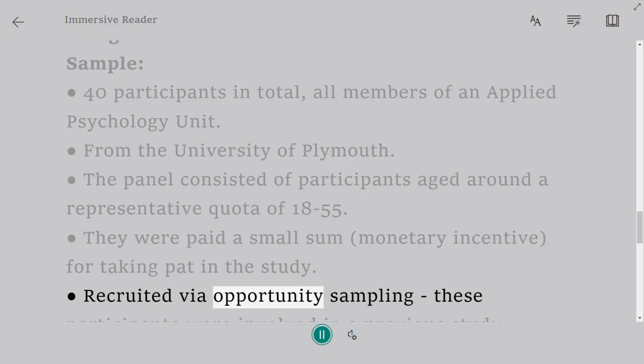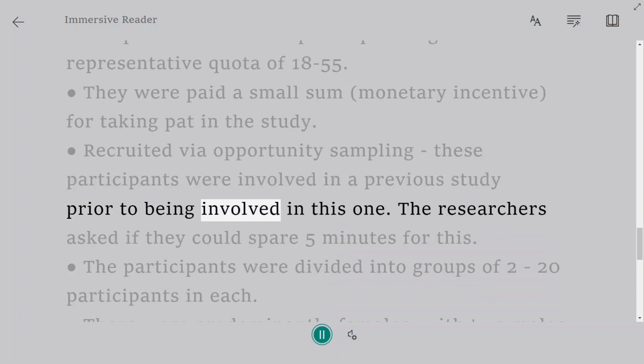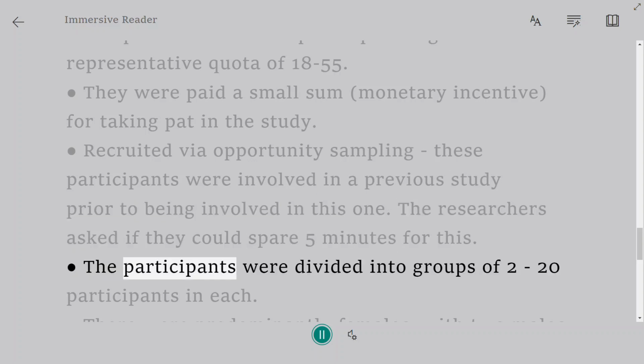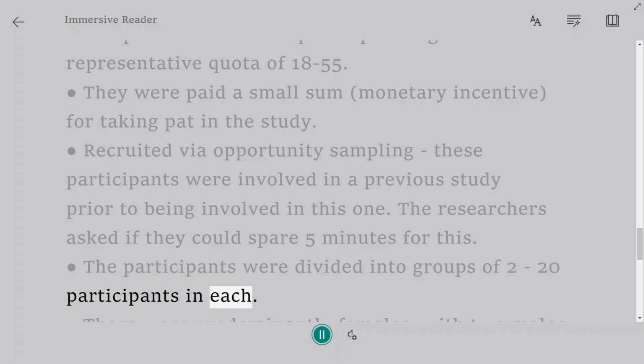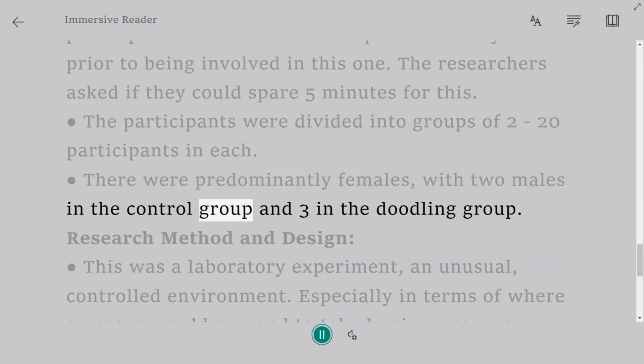Recruited via opportunity sampling, these participants were involved in a previous study prior to being involved in this one. The researchers asked if they could spare 5 minutes for this. The participants were divided into groups of 20 participants in each. There were predominantly females, with 2 males in the control group and 3 in the doodling group.